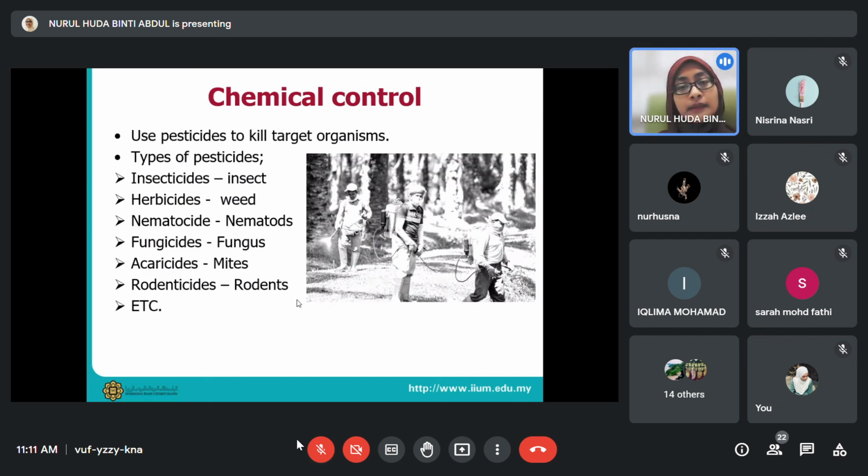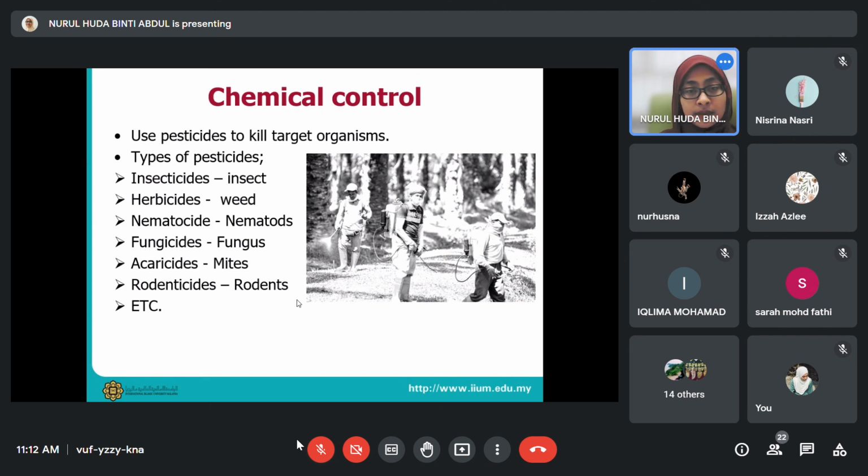Okay, now the third control is chemical control, where you use pesticide to kill target organism. Okay, this is the last choice lah saya kata. Okay, tadi when we are talking about IPM. Okay, so there are a few type of pesticide. It depend on the target pest that you want. So when we are talking about insecticide, the name insect of course it refers dia punya target adalah insect. Now we have herbicide, the target is weed atau herbs. Okay, and we have nematocide, which is target dia only on nematode. Fungicide on fungus, acaricide on mite, and we have rodenticide on rodent.